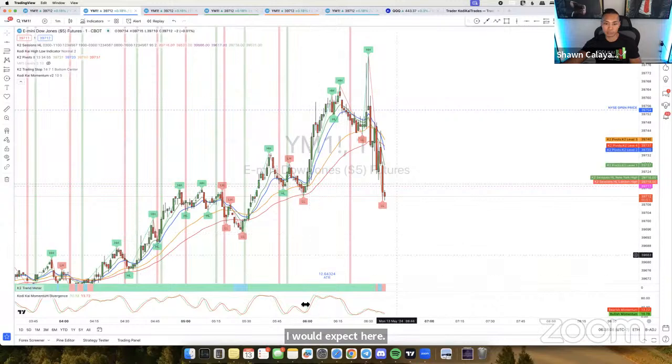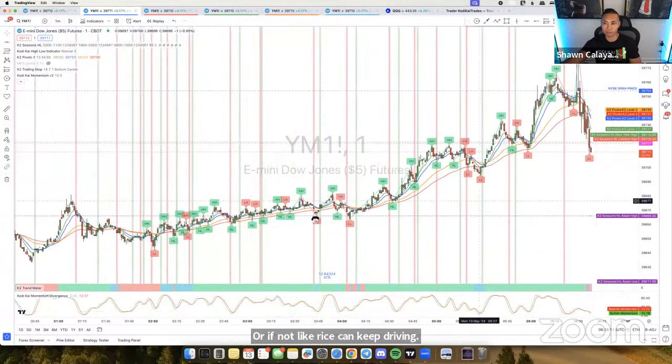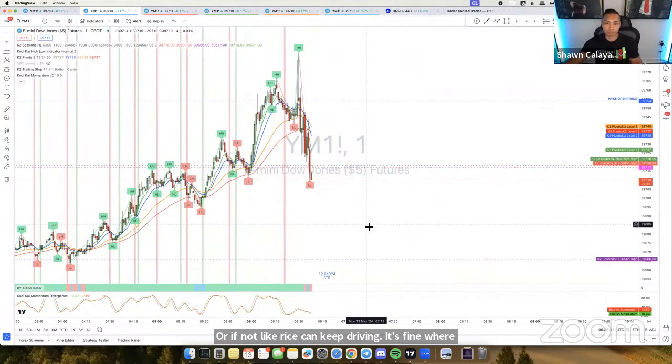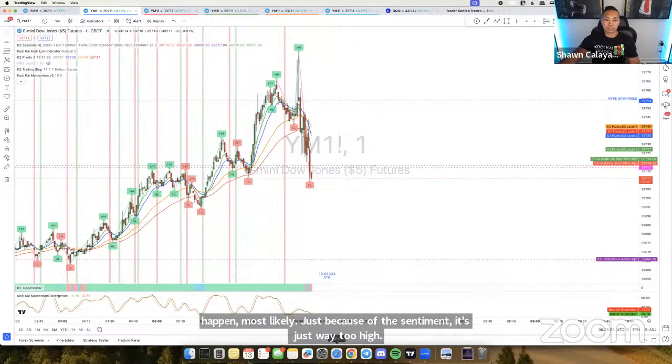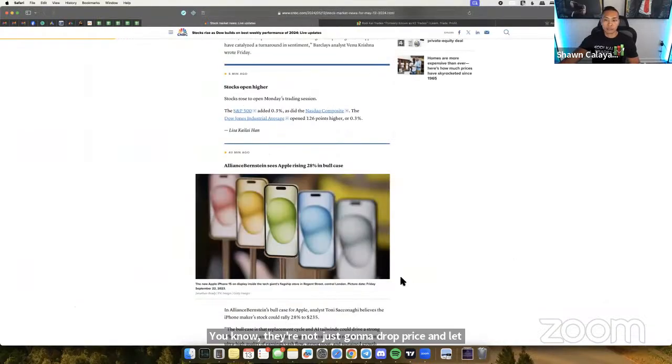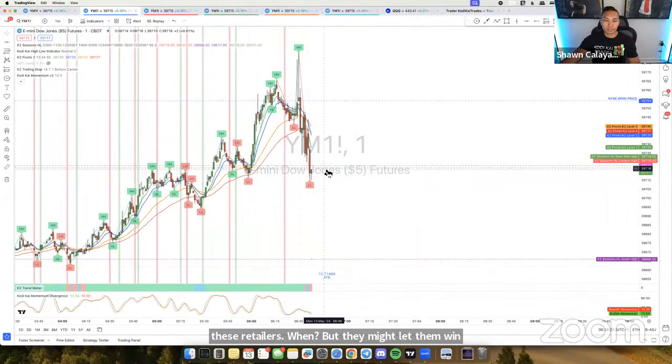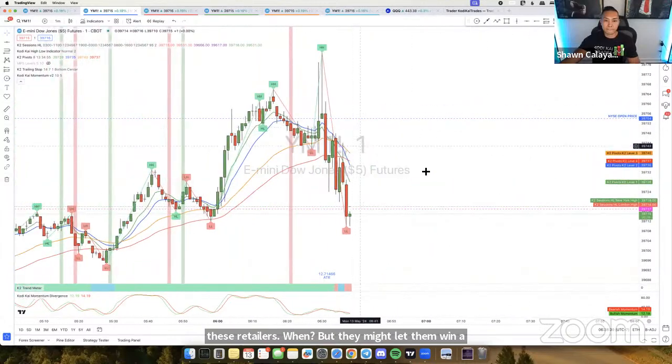Or if not, price can keep dropping. It's fine wherever price goes. I don't really care. But look for the fake out. I think the fake out will most likely happen, just because of the sentiment. The sentiment's just way too high. They're not just going to drop price and let these retail traders win, or they might let them win a little bit, but eventually it's probably going to swing back up.